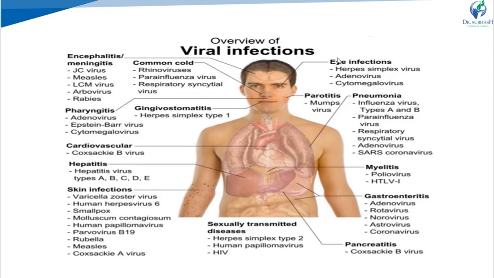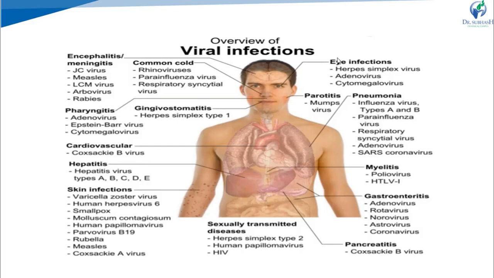This type of infection is caused by poliovirus and HTLV-1 virus. HTLV is human T-lymphotropic virus 1. HTLV-1 causes infection of the myelin sheaths or spinal cord.